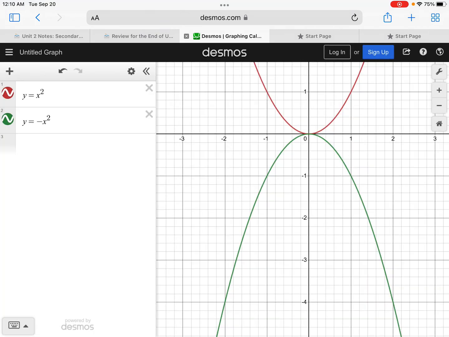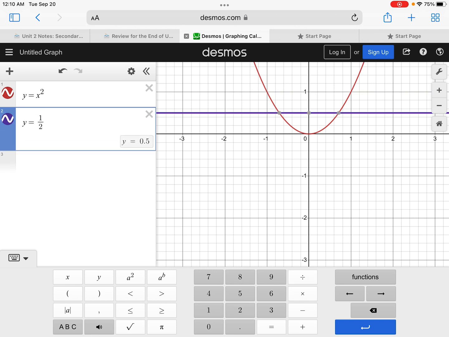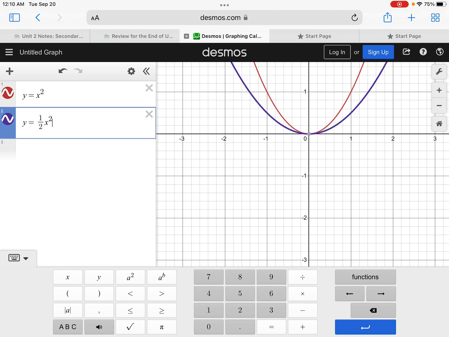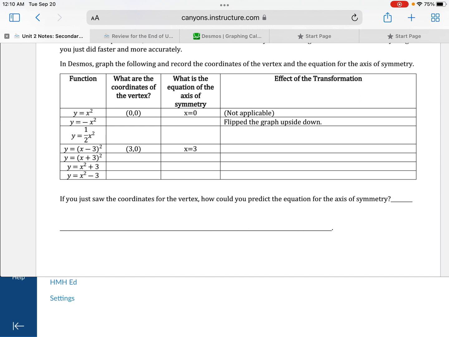Okay, so let's take a look at this one. Y equals 1/2 x squared. The red one was our original parabola, and the purple one is the new one, and see, it's kind of flattened out. But what hasn't changed? Our vertex hasn't changed, and our axis of symmetry hasn't changed. So far, kind of boring, right? Vertex is still 0, 0. Axis of symmetry is x equals 0. And the effect of the transformation is that it's more flattened out. It's a bit fatter.